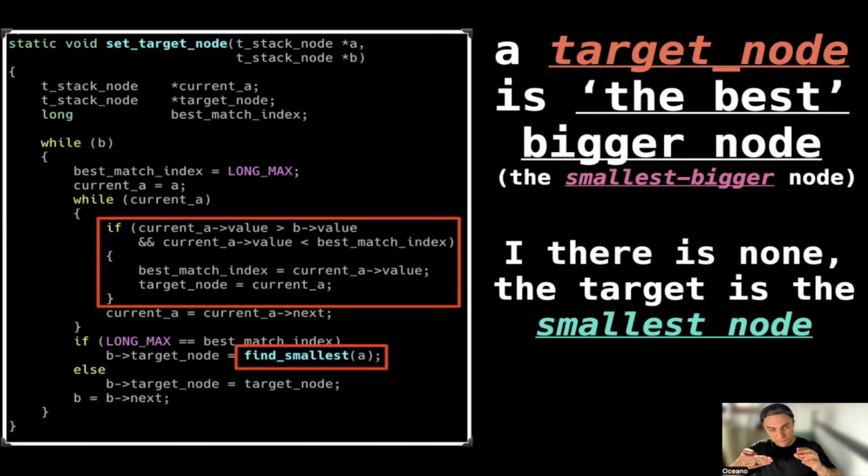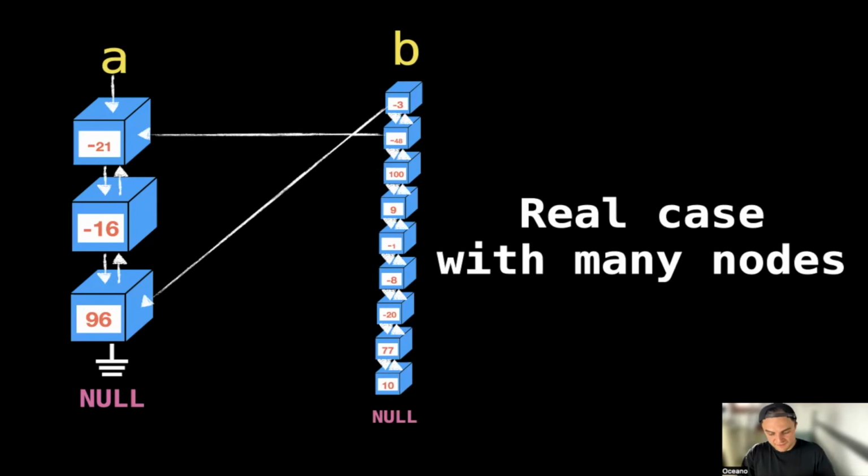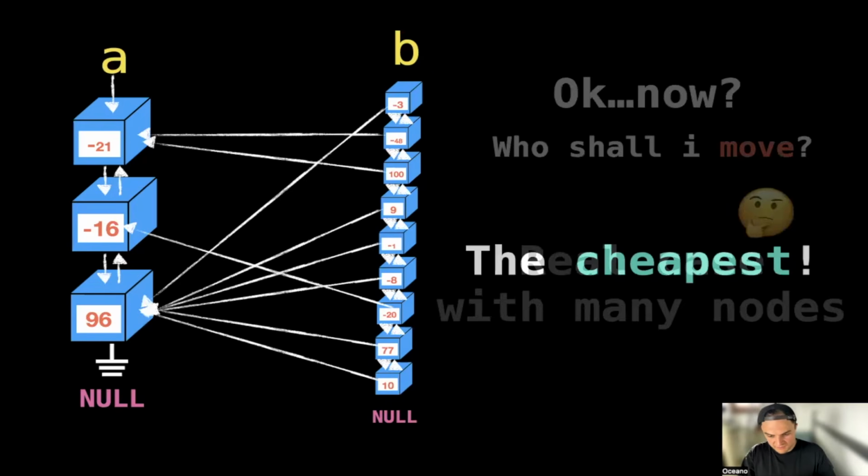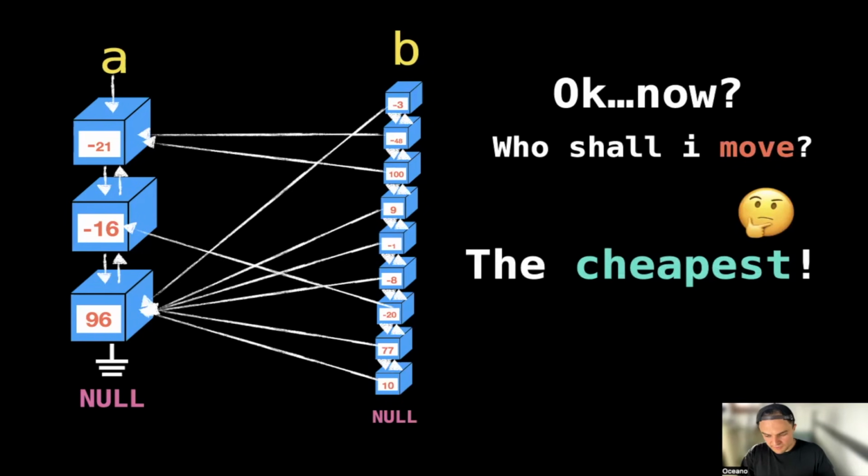So you look for all the nodes inside the stack A and you search for the best fit. If long max is not changed, it means that I haven't found something which is bigger. So you find the smallest. That's the idea. I think if you watch the code and with the explanation and with the visualization, it's not super difficult, right, my friend? I think nothing terribly difficult.